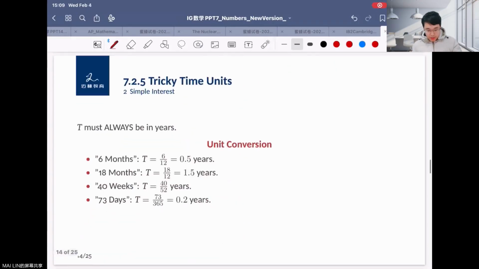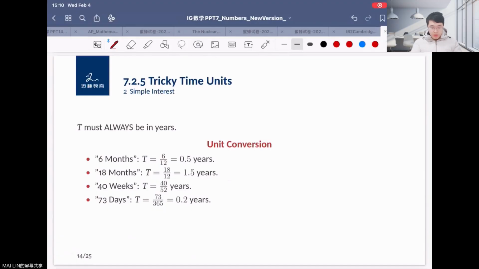Every time, please remember the time unit. Sometimes it will give you several months or several days, so you have to convert them into years. In most of the problems, we have years, like you deposited money in the bank for 2 years or 3 years.